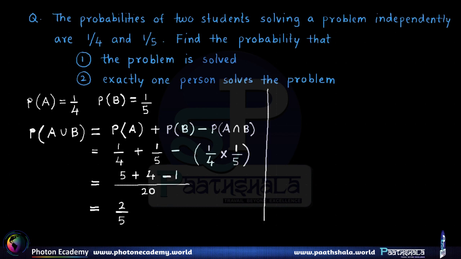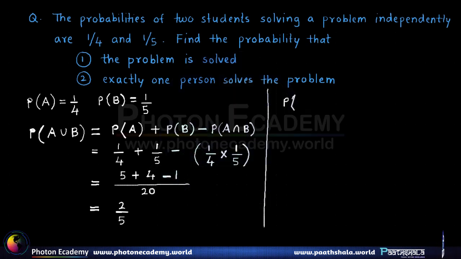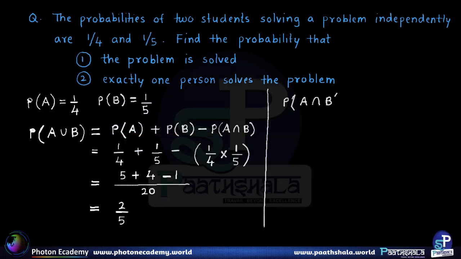Now the next question is to find the probability that exactly one person solves the problem. It means that if A solves the problem, then B should not solve the problem. So we have to take the event such that A solves, but, and here the but means intersection. We want A to solve the problem, but we don't want B to solve it. Therefore we will have B complement along with A.